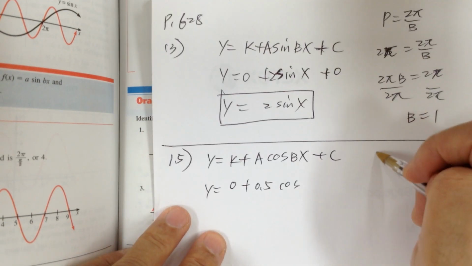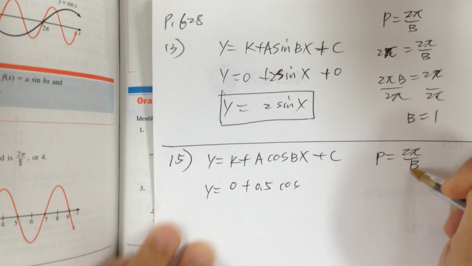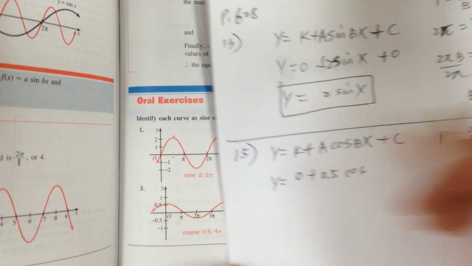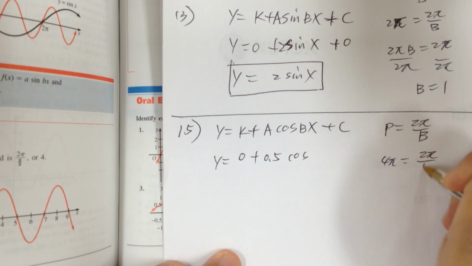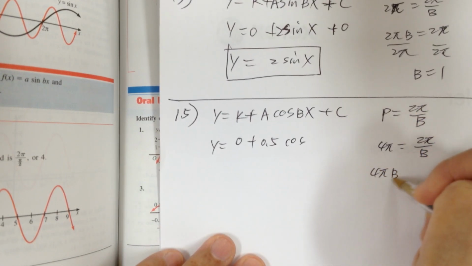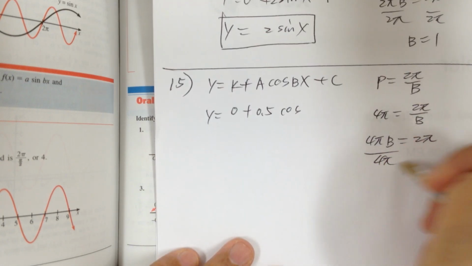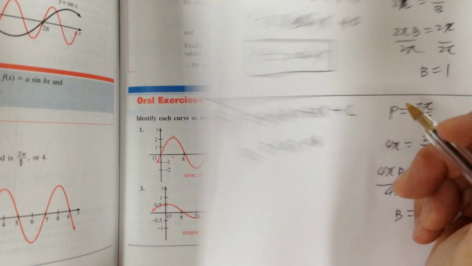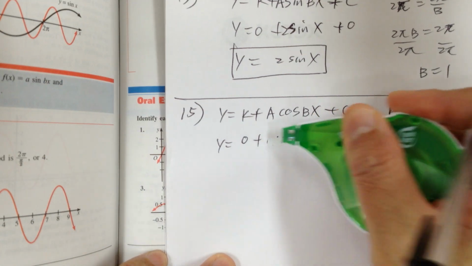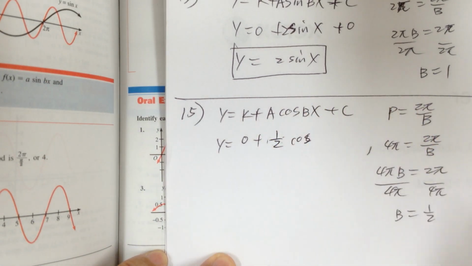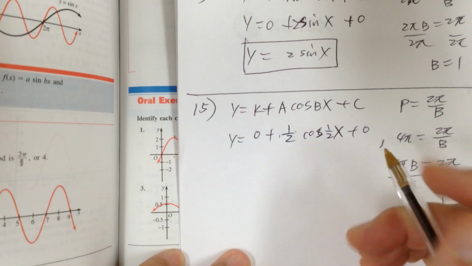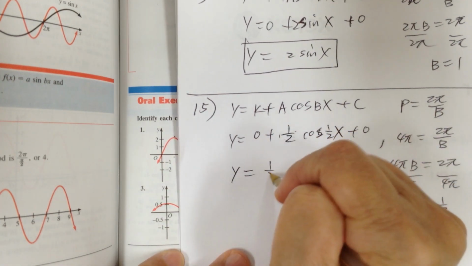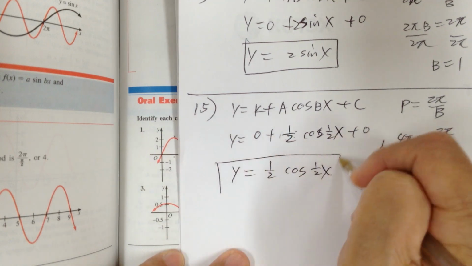So period equal to 2 pi over b, and again, notice over here, that's 1 period, so it's 4 pi equal to 2 pi over b. Cross multiply, so 4 pi b equal to 2 pi, divide by 4 pi, so b equal to 1/2. So it'd be cosine, and I don't like to use decimals, I'm going to just use 1/2, and this would be 1/2 x. And again, c will equal 0 because there's no horizontal shift. Simplify things a little bit, so it'd be 1/2 cosine of 1/2 x. Okay, let's go to the next one.